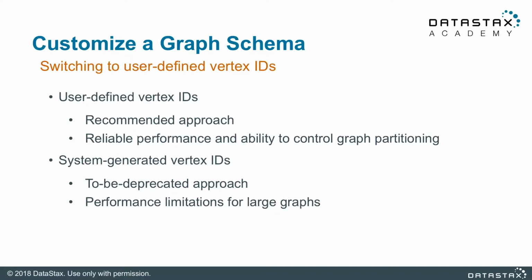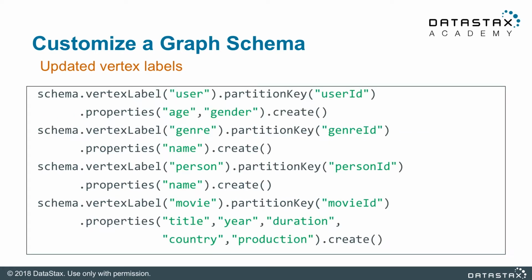You may have noticed that our automatically generated schema did not contain any partition key descriptions. So one final step we need to work through here is defining the user-defined vertex IDs. This is the recommended approach for getting reliable performance while maintaining the ability to control graph partitioning. Additionally, system-generated vertex IDs will be deprecated eventually. Let's go back to our vertex label schema creation code to introduce explicit definitions for the partition keys.